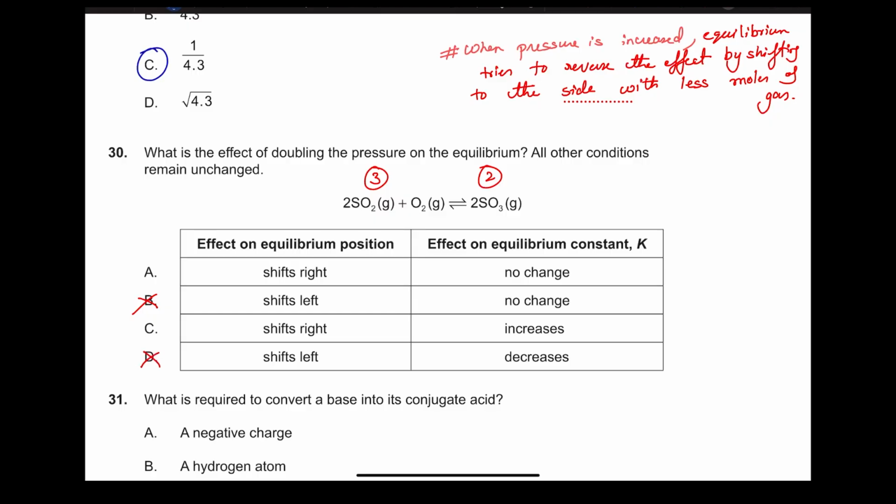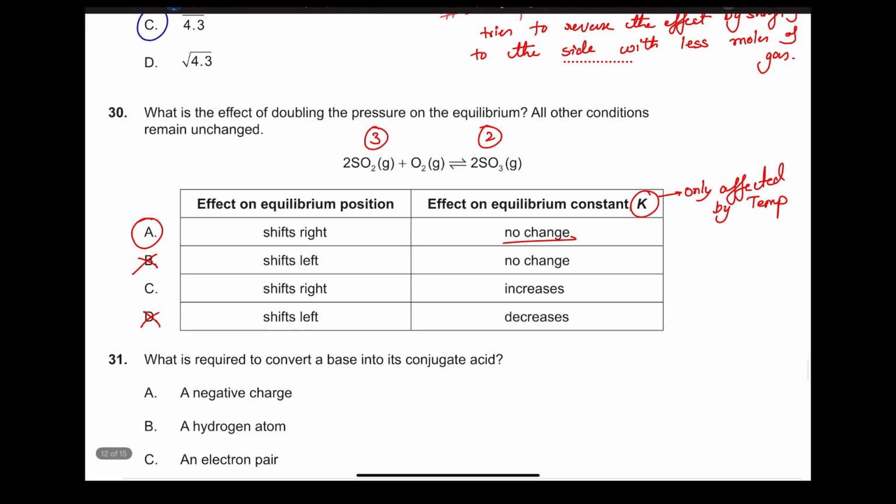Then effect on equilibrium constant K. So equilibrium constant K is only affected by temperature, right? So here there is no change in temperature, only pressure is changed. So equilibrium constant remains unchanged. Answer is A.